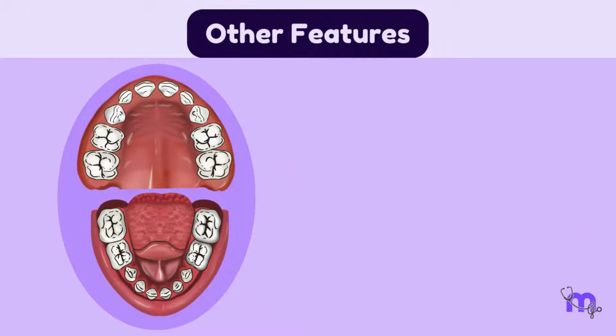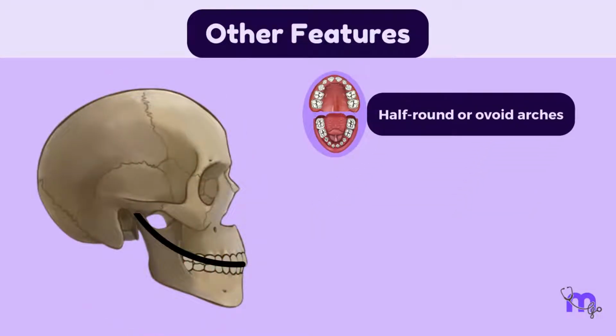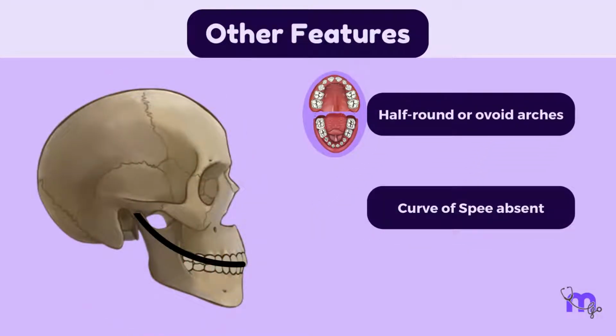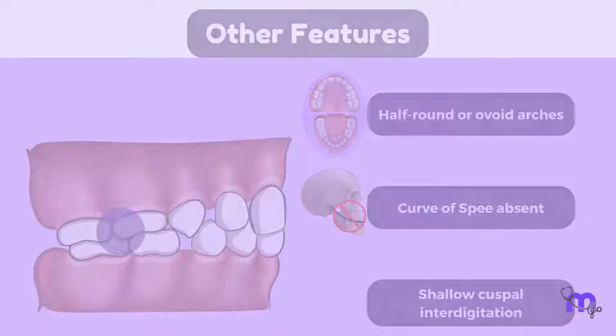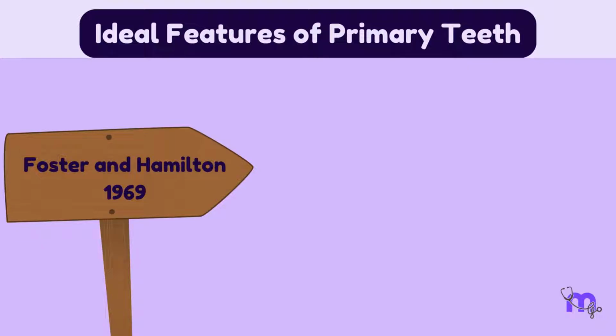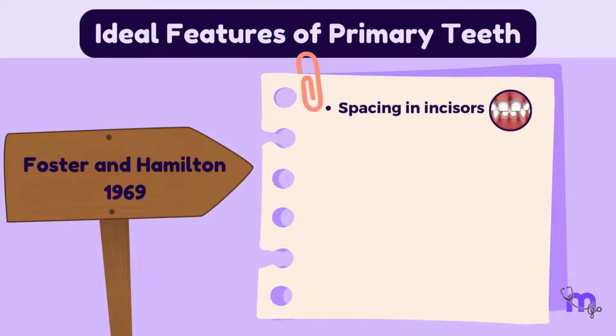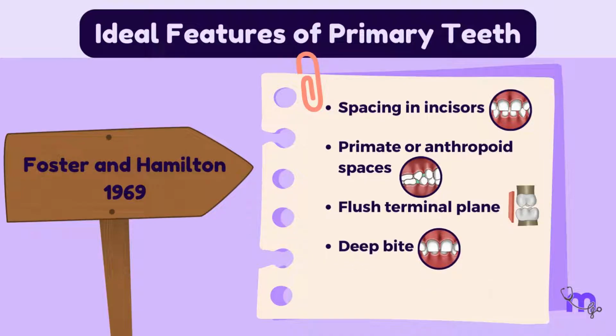Other general features of primary occlusion are the shape of both the dental arches are half round or ovoid, the natural curvature of the occlusion or the curve of Spee seen in permanent dentition is absent here, and the cuspal interdigitation is very shallow. To summarize, the ideal features of primary teeth as described by Foster and Hamilton in the year 1969 are spacing in incisors, primate or anthropoid spaces, flush terminal plane, deep bite, and decreased overjet.